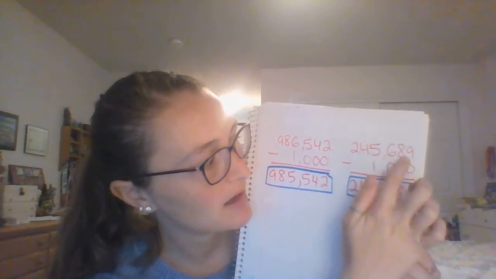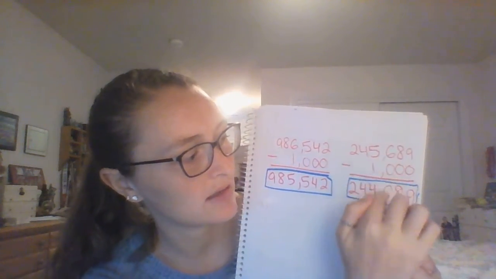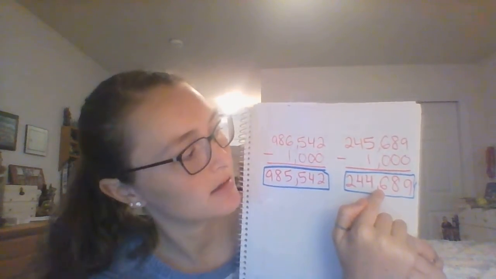For our smallest number that we created, 9 minus 0 is 9, 8 minus 0 is 8, 6 minus 0 is 6, 5 minus 1 is 4. Bring down the comma, bring down the 4 and the 2. Our answer is 244,689.